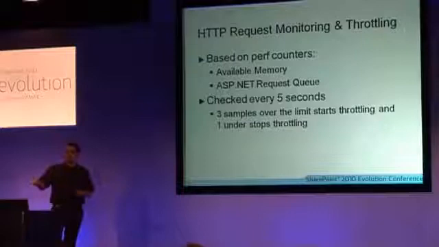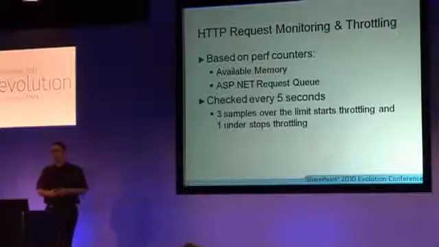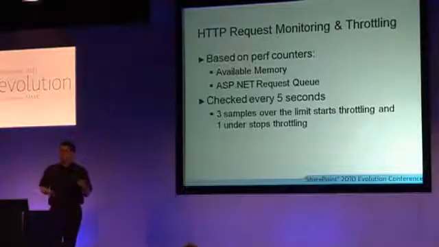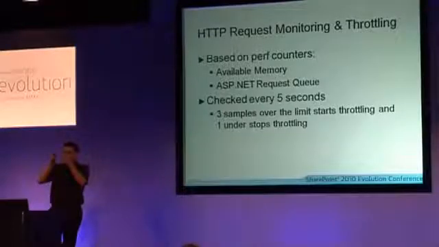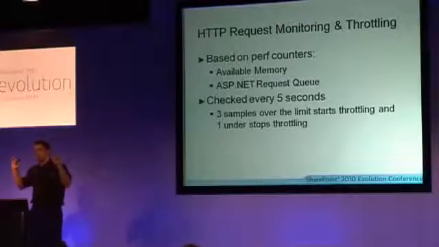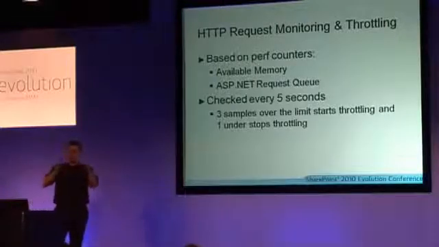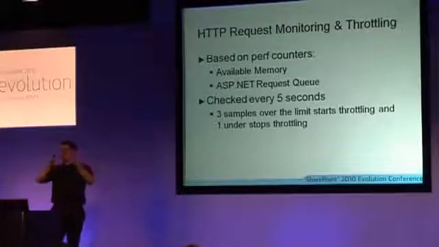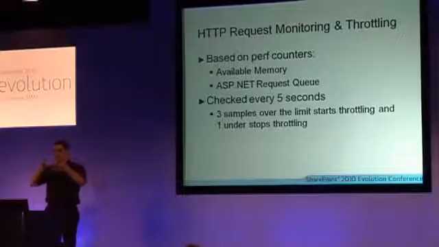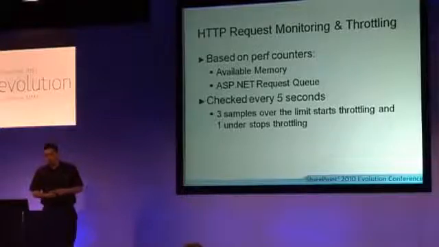But basically, we check these perf counters every 5 seconds, and if we get 3 samples over the limit, we then start throttling. And when I say we start throttling, we don't throttle on a blanket level. It depends on how much available memory there is. So we actually use this idea of buckets, and these buckets contain information saying, if the server's on 100 meg, it's got a health score of 1. If it's on 75 meg, it's got a health score of 2. And I'll show you that in a second on the screen.